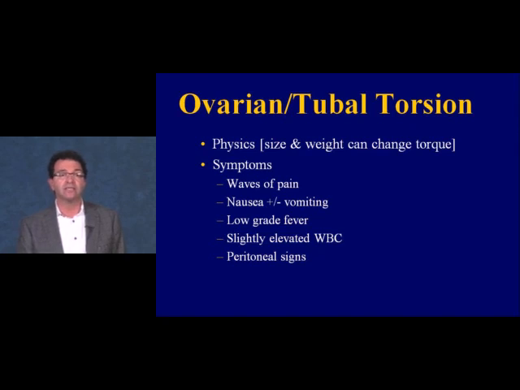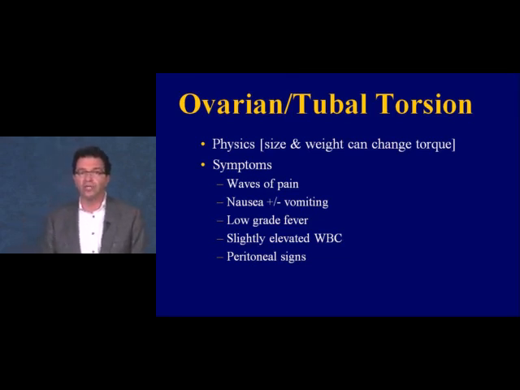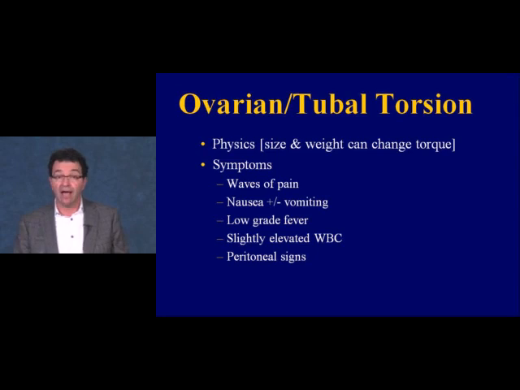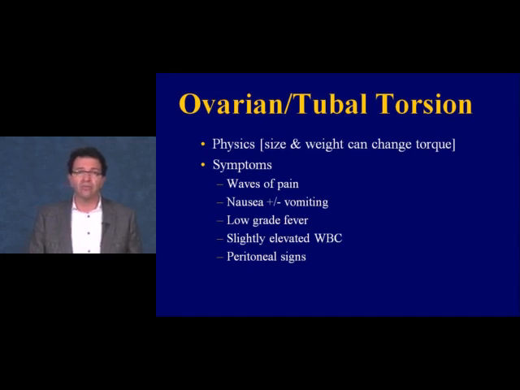So what are the signs and symptoms? Typically waves of pain with nausea, plus or minus vomiting. If we wait for low-grade fevers or an elevated white count, we may be waiting too long, because that usually is when tissue necrosis has occurred. So we try to intervene before we lose normal tissue. She may have peritoneal signs from the torsion, such as nausea and vomiting and rebound or guarding. But there can be a varied spectrum in the presentation of symptoms with torsion.